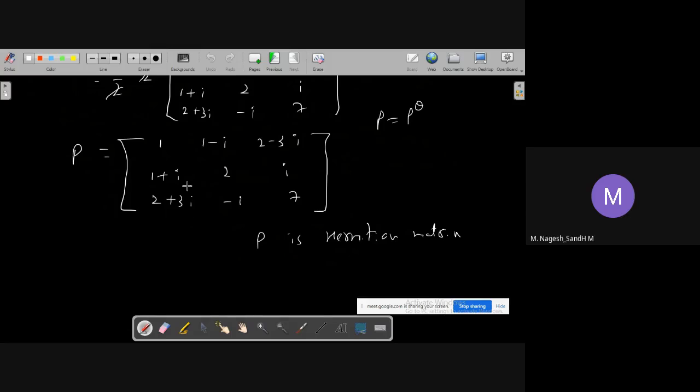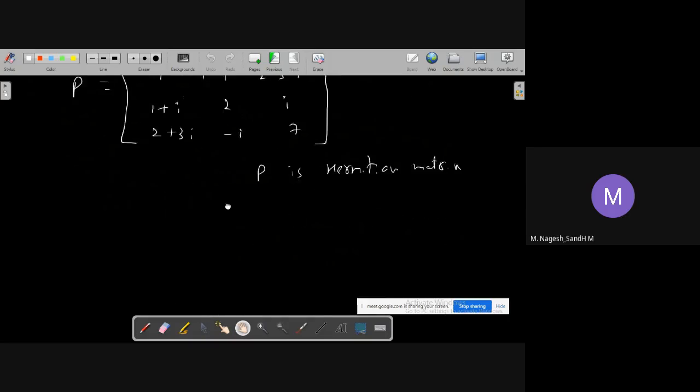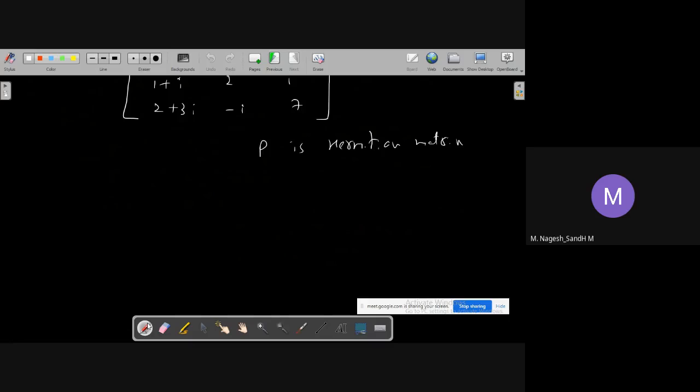So now, this P is Hermitian. In a similar way, we have to find the Q. What is the Q formula? Can anyone say? Q is equal to 1 by 2 times A minus A power theta.